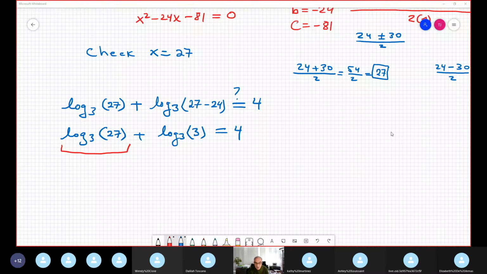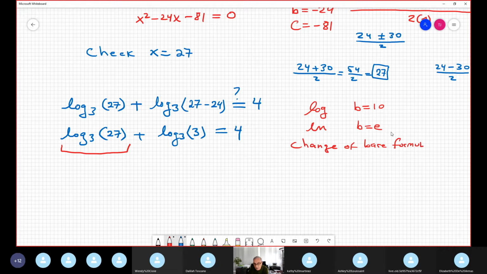Listen to me. In our calculator, I explained last time, we have a standard logarithm, and a standard logarithm is base 10 or base e. So we have log, that the base is 10, and ln, that the base is e. In the regular calculator we have no base 3. However, I know one formula called the change of base formula.